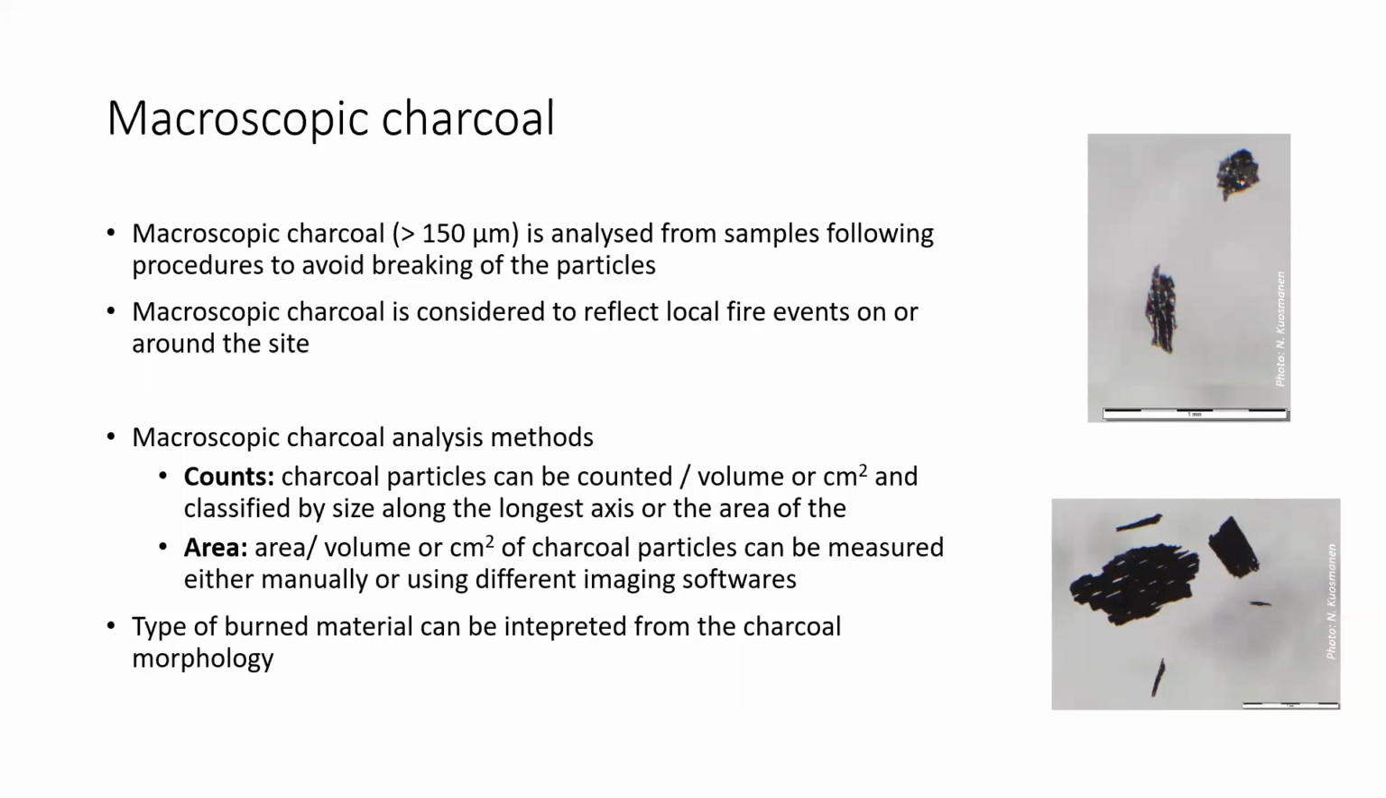For example, here there are some pictures from sediment samples from small records from central Finland, and here the scale is 1 millimeter. So you can see that there are very different sizes of charcoals, but there is, for example, this particle that is over 1 millimeter and probably an indication of local fire. Also, when looking at the macroscopic charcoal, they can have different kinds of morphological features that can be used to interpret what kind of material may actually have been burned.